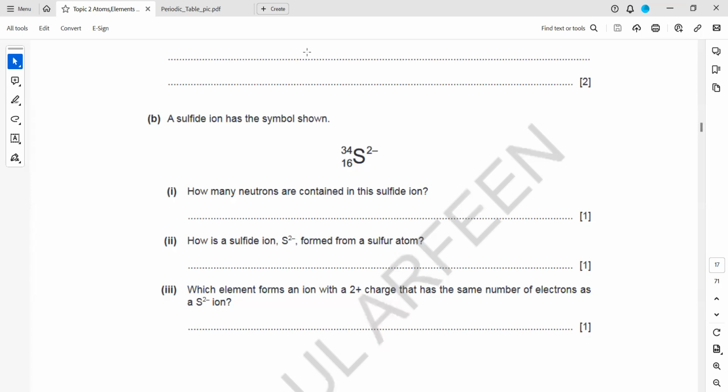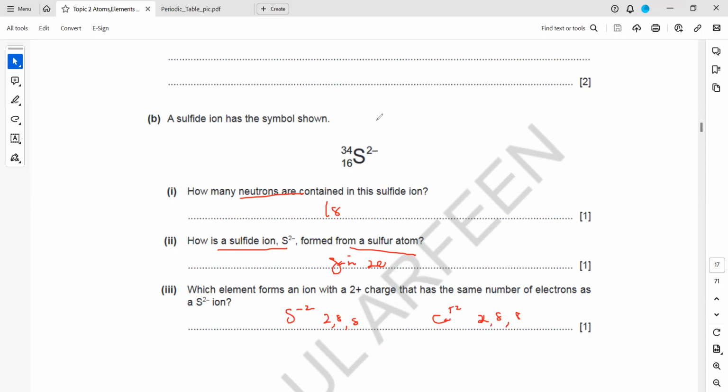How is a sulfide ion formed from a sulfur atom? By gaining 2 electrons. And how many neutrons are there? This will be 18. And the sulfide, which is minus 2, has 18 electrons. And another ion which has 18 electrons is calcium, which is 2, 8, 8.